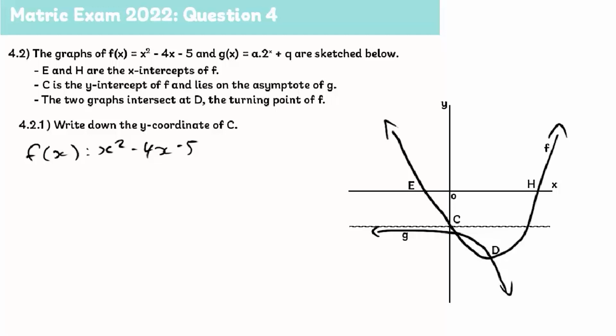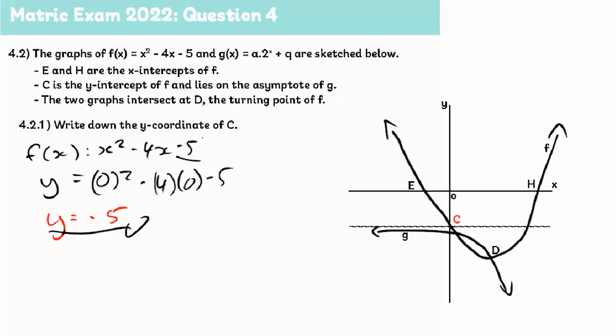Question 4.2.1. Write down the y-coordinate, just the y-coordinate, of C. So what do we know about C? C is on the parabola where it cuts the y-axis. So how do we find y? We make x equal to 0. So y equals 0 squared minus 4 times 0 minus 5. Y therefore equals minus 5. So this point is (0, minus 5).